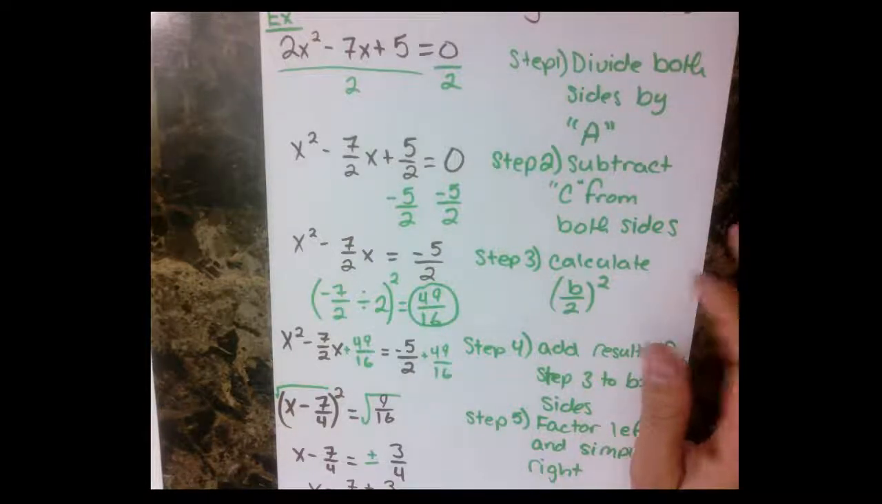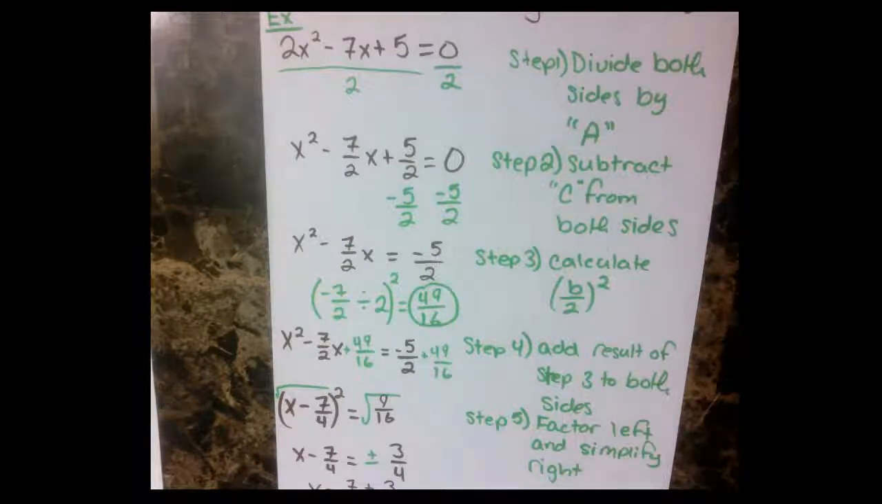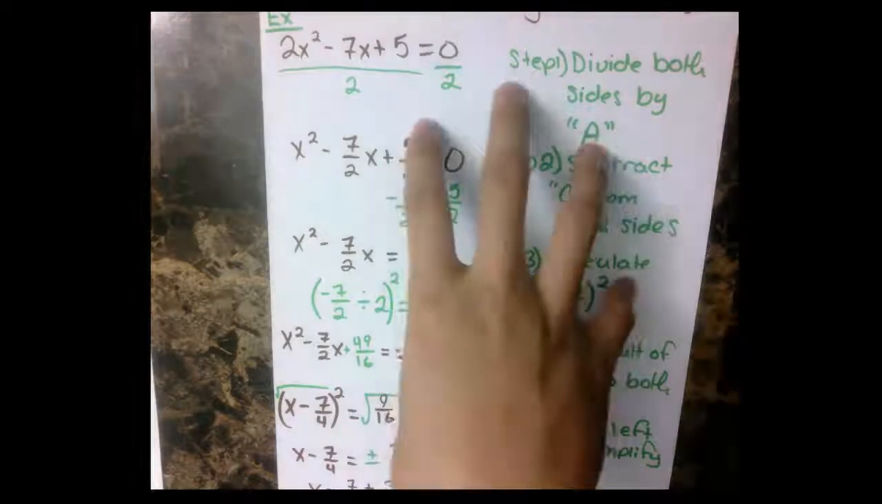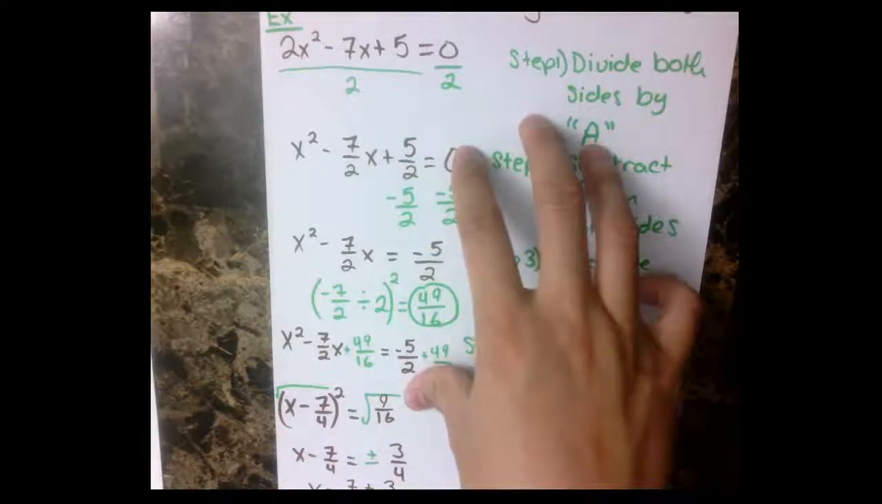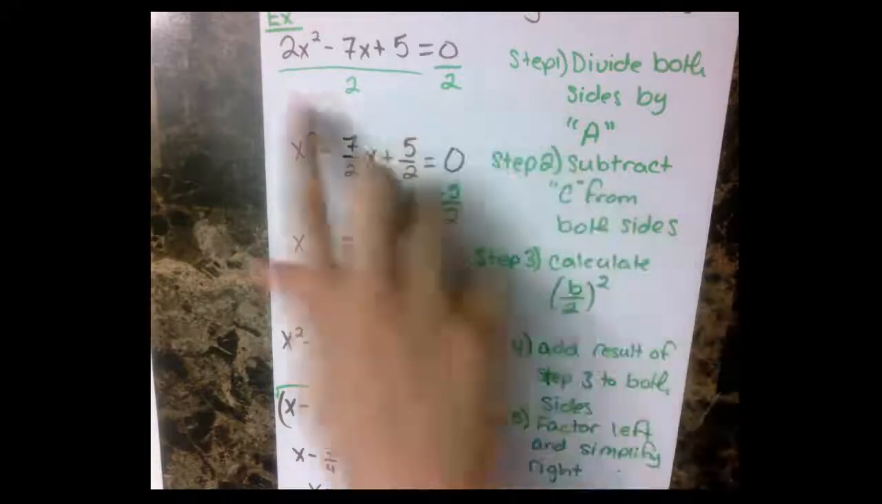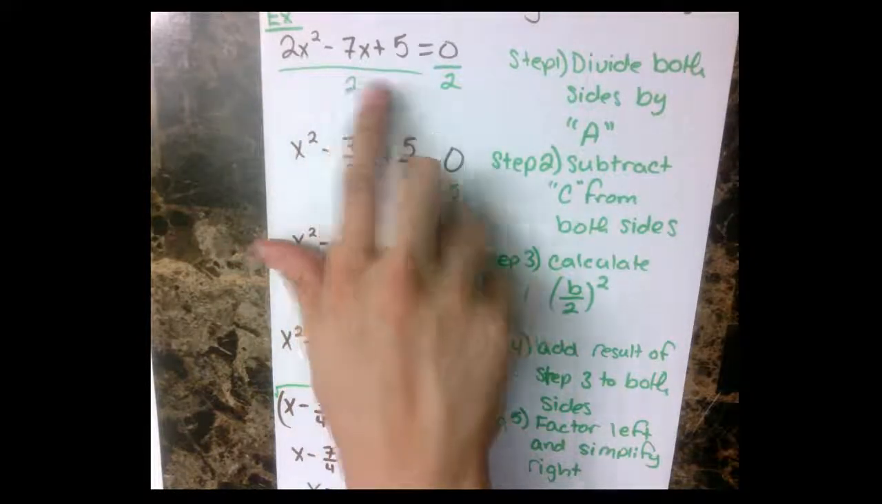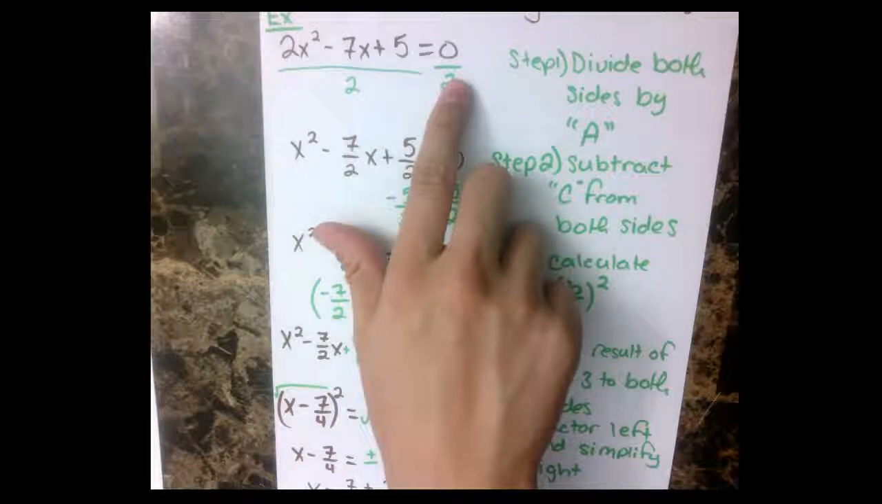Okay, so let's talk about how this works. And I honestly think that this is going to be more useful because this shows a situation where that technique we talked about in class doesn't work so well. You end up with decimals that end up kind of ugly. All right, so here's our problem. 2x squared minus 7x plus 5 equals 0.